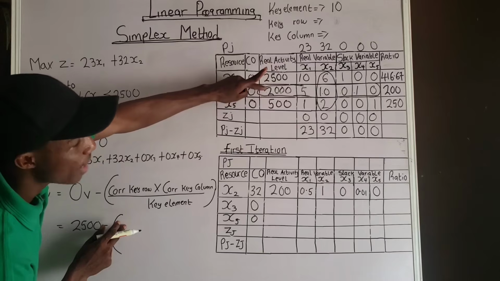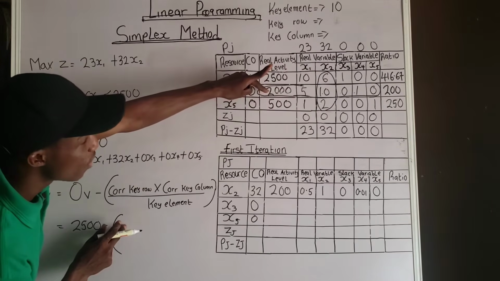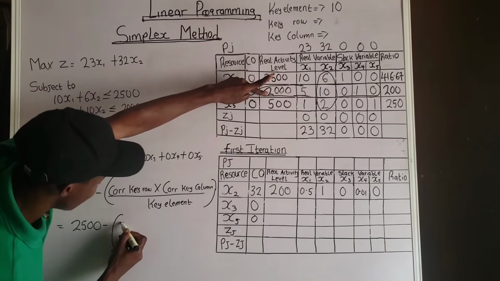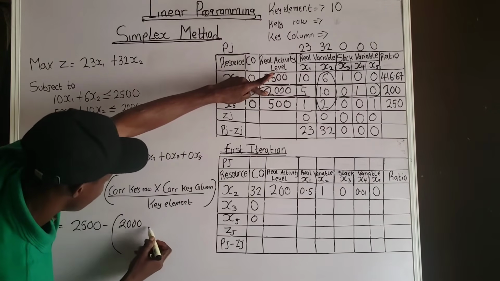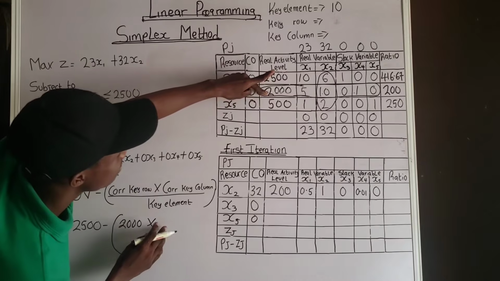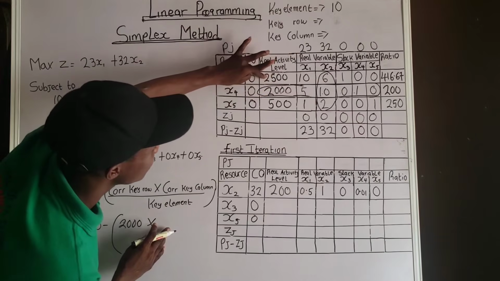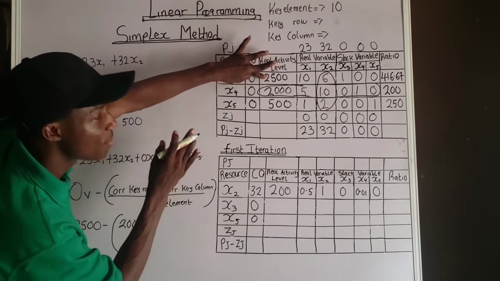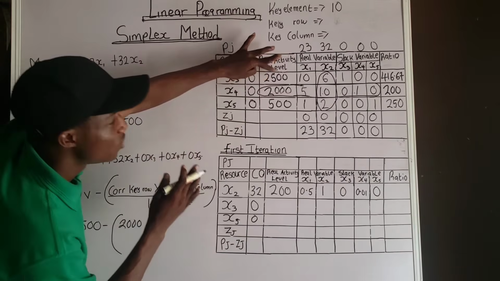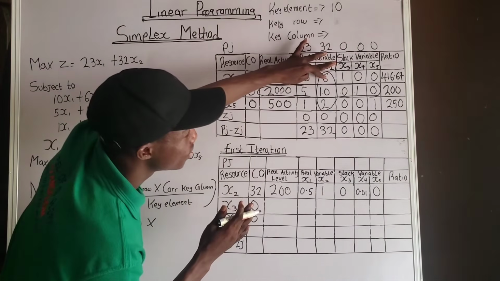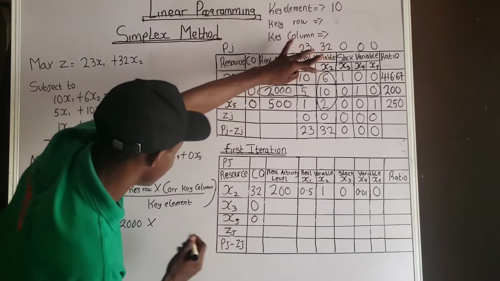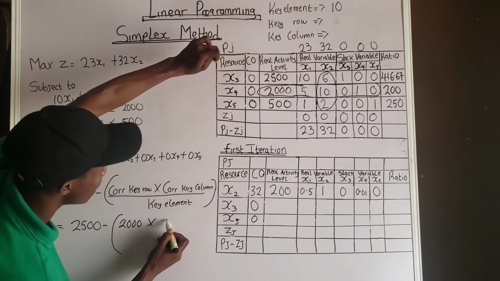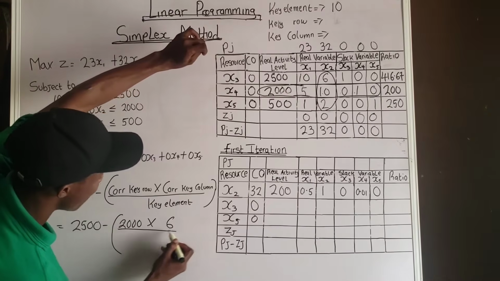2000. When you trace it downward to the key row element, you are going to get 2000. The corresponding key row element is 2000, multiplied by the corresponding key column element. We are going to trace it from the point where 2500 is to the key column. The element that is there is the corresponding key column element, and that is 6. So I'm going to have 2000 multiplied by 6 all over the key element.